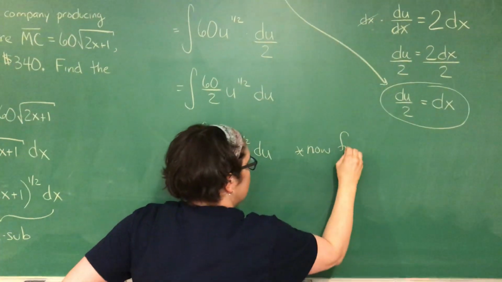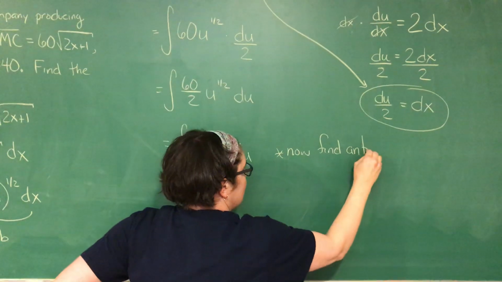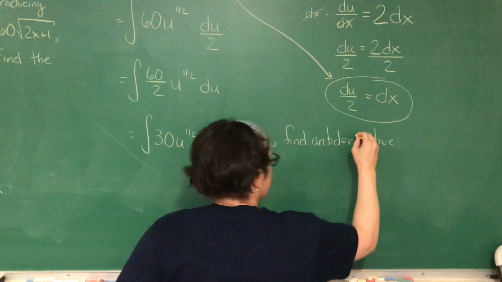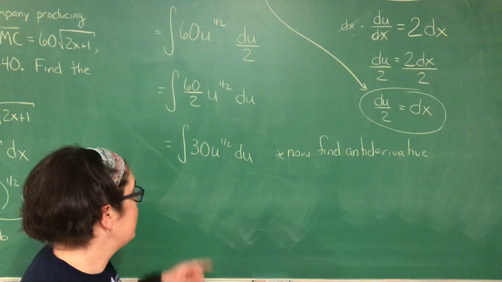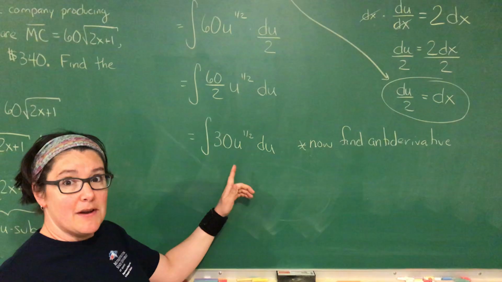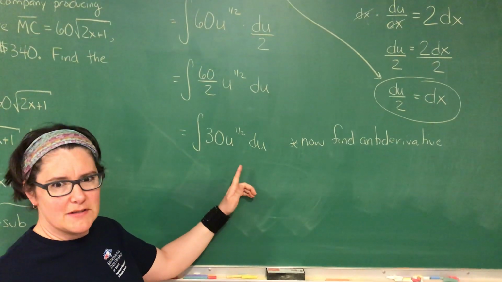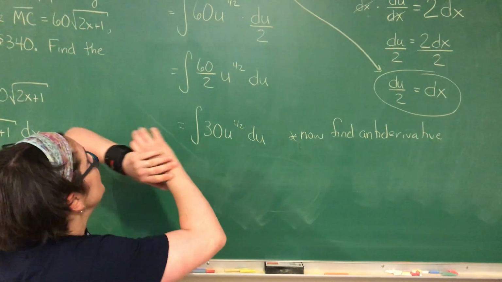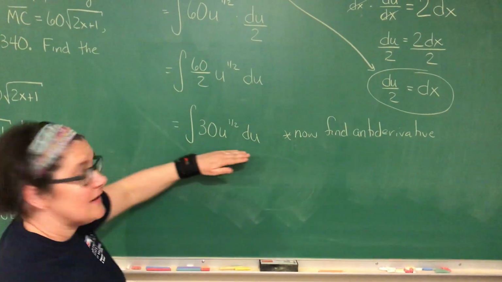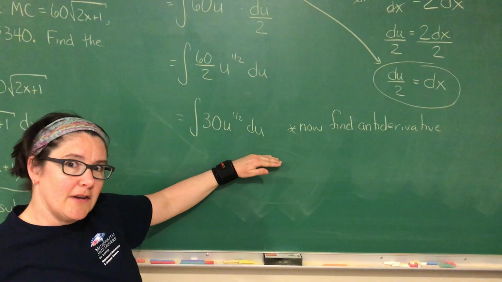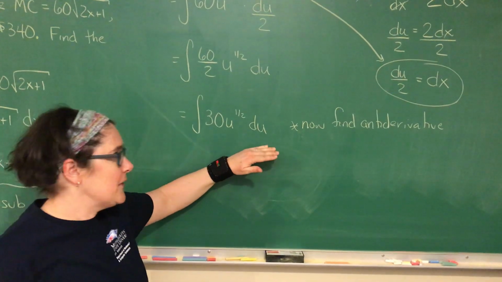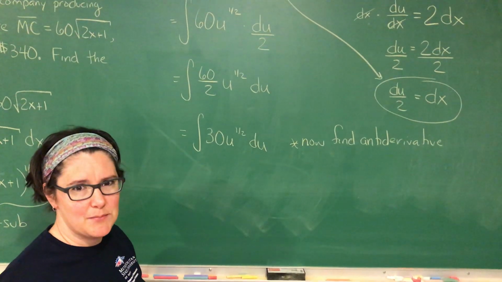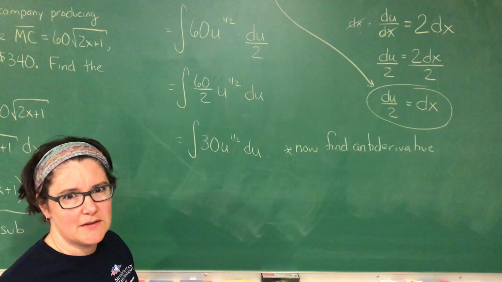So now we find the antiderivative. And I will say that this step right here is one of the most important steps and one of the most often forgotten steps. People will do all of this work and get to the point where your integral is all cleaned up and entirely in terms of u, and forget to find the antiderivative.